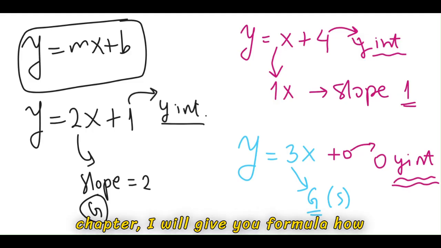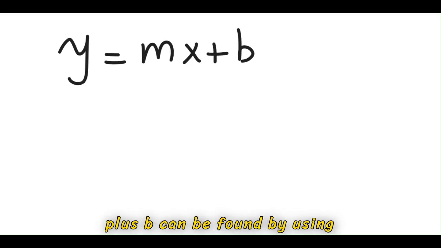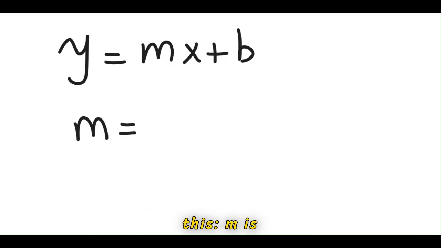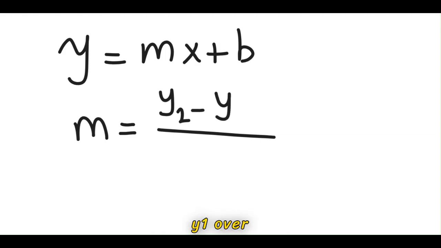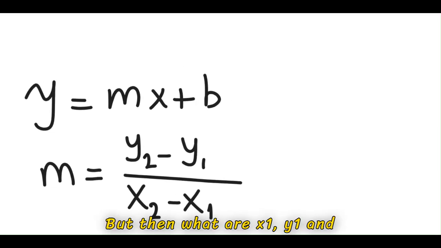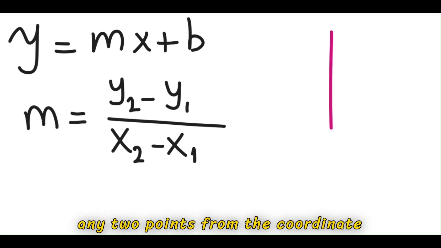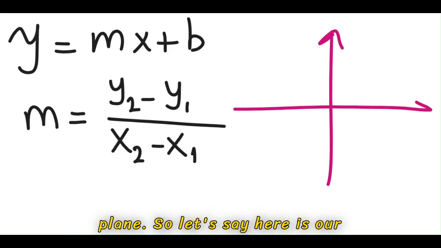And lastly, from this chapter, I will give you a formula for how to find the slope of any line. The slope in the formula y is equal to mx plus b can be found by using this. m is equal to y2 minus y1 over x2 minus x1. But then what are x1, y1 and x2, y2? Those are any 2 points from the coordinate plane.